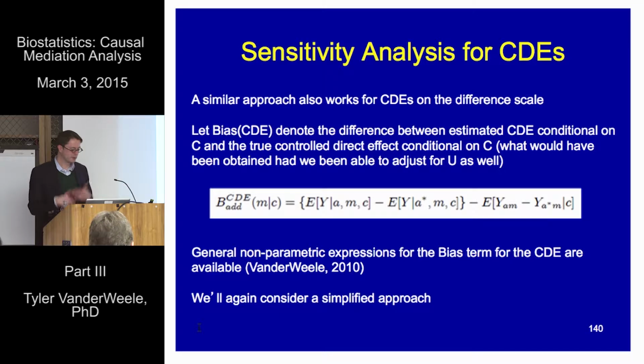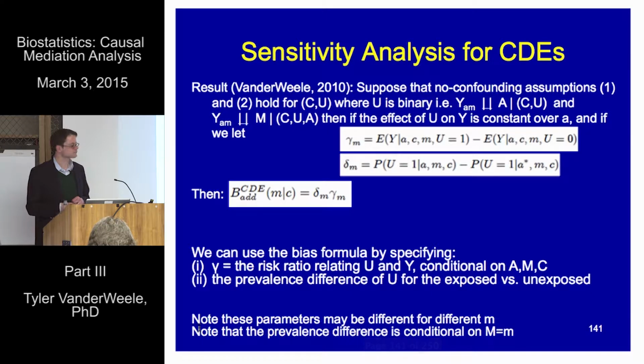Okay, we won't spend too much time on this, just to keep moving, but similar principles once again apply on the difference scale as well. Everything pretty much carries through from before. On the difference scale, we define the bias factor as the difference between our estimate of the controlled direct effect and the true controlled direct effect, what we would have obtained had we controlled for U also.